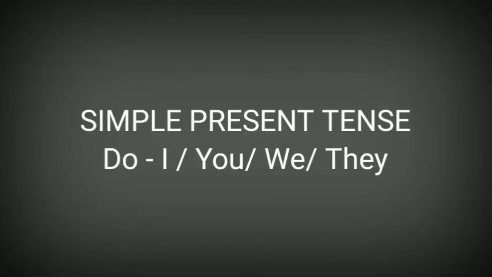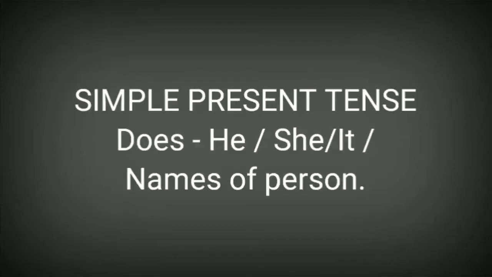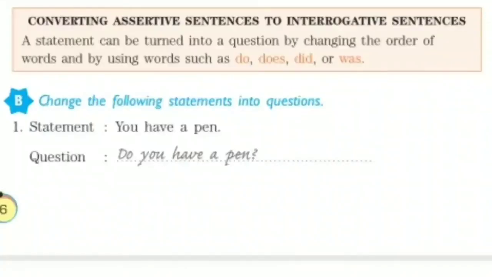simple past tense. Do is used with I, you, we, they. Does is used with he, she, it, with names of persons like Rohan, Mr. Sharma, etc. To make a question in simple present tense, we normally put the auxiliary do or does at the beginning of the sentence. For example, you have a pen. With you, do is used. So, do you have a pen?